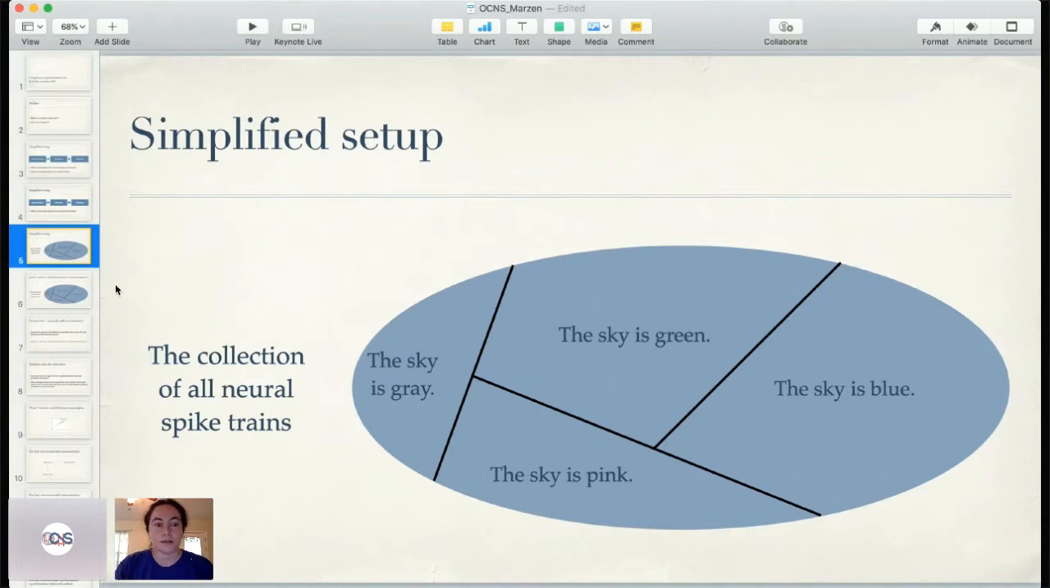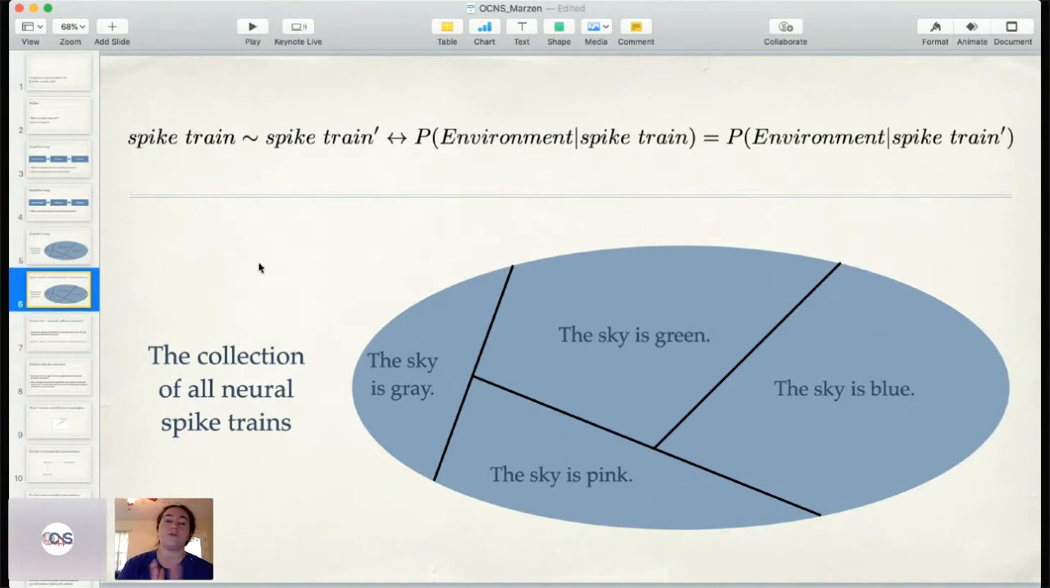You can more mathematically describe this partitioning of the set of all neural spike trains using the following equivalence relation. So you're along with me. Basically, you say that two spike trains are equivalent if the conditional probability over the environment given that spike train is the same.